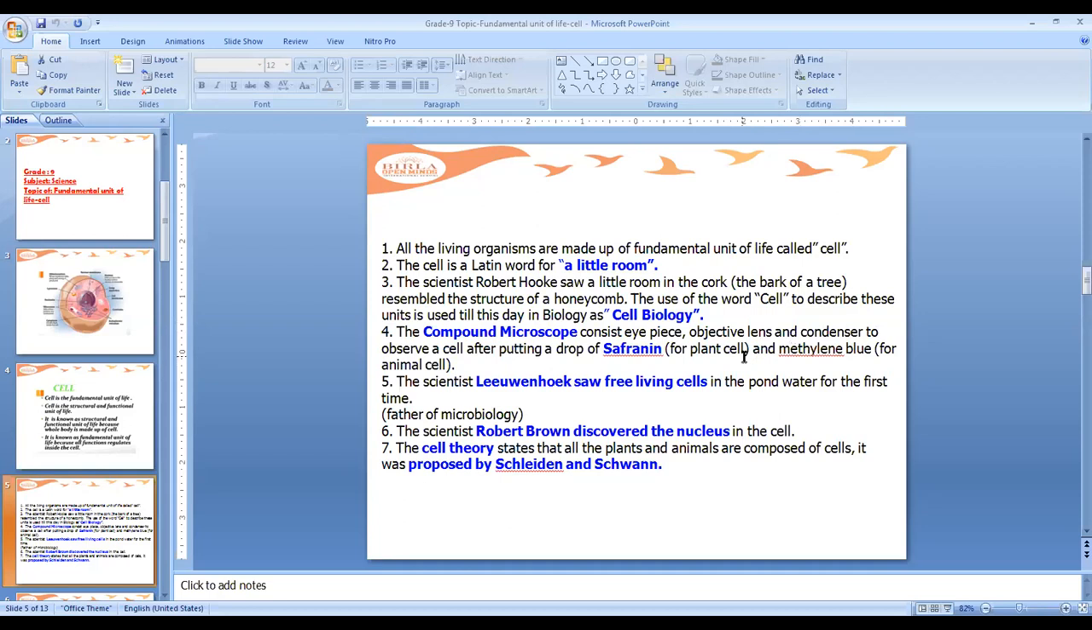We use these to see the cells clearly, because usually if we put cells on a slide, they will be colorless. So to see them, we use these coloring agents. They give color to these cells. We use saffron for plant cells and methylene blue for animal cells to observe them under a microscope. Then, if these organelles become colored, we can see them clearly under a microscope.